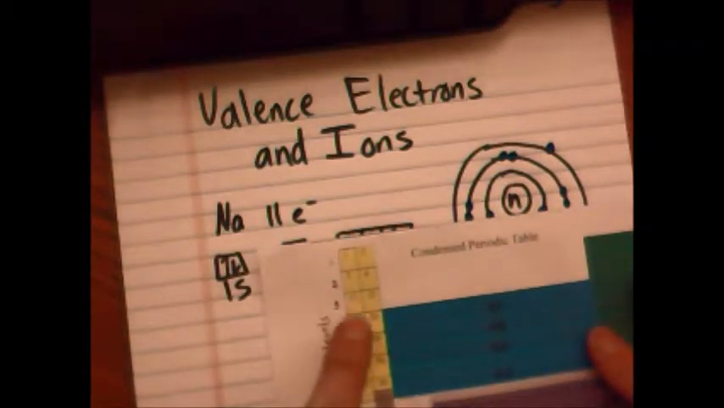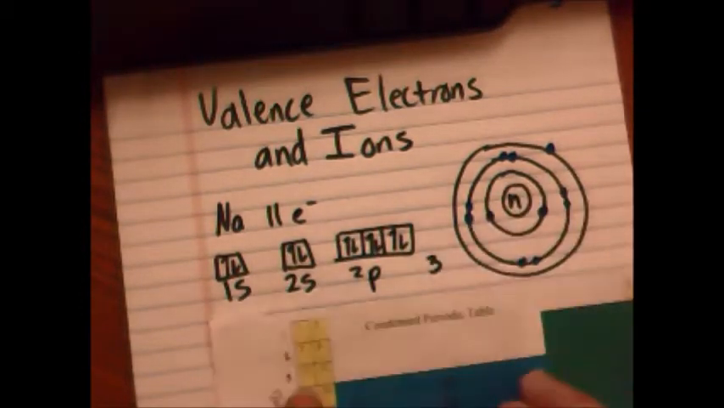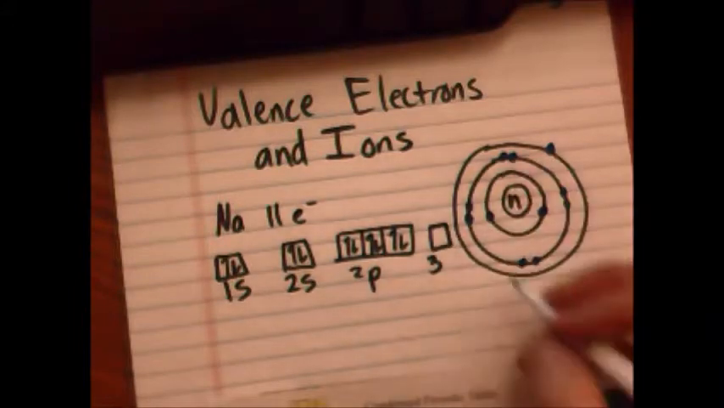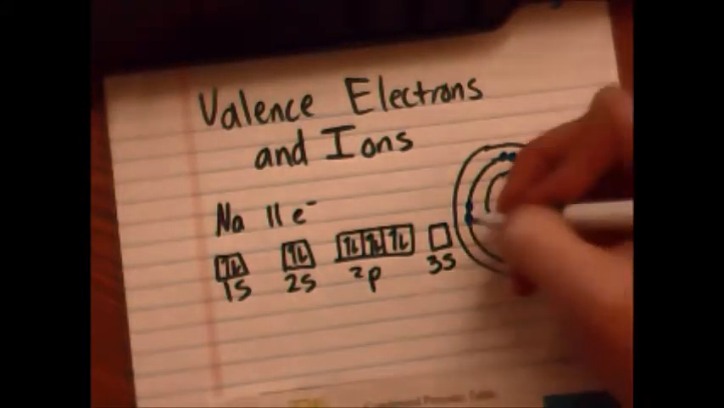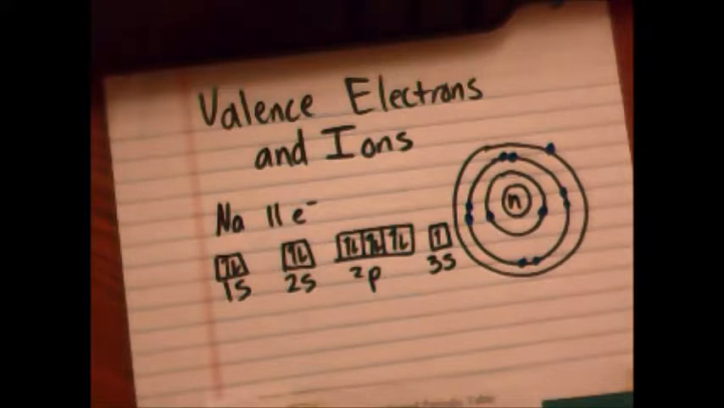and then electron 11 is on the third energy level. It's yellow, so it's in an s sublevel. So I draw the 1 orbital, and there's my 1 electron there.